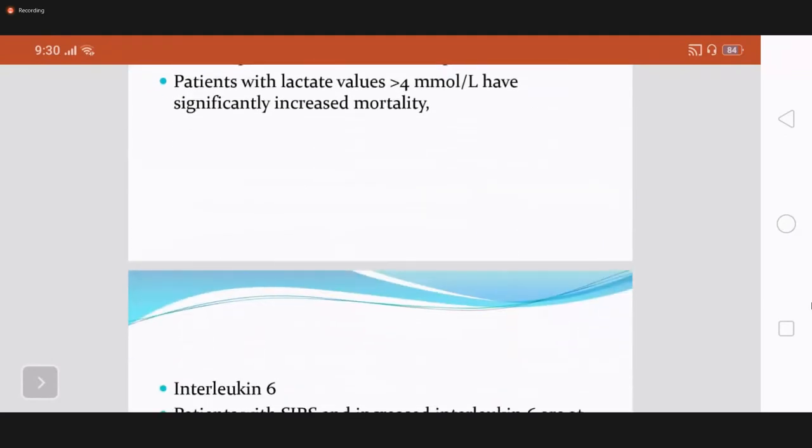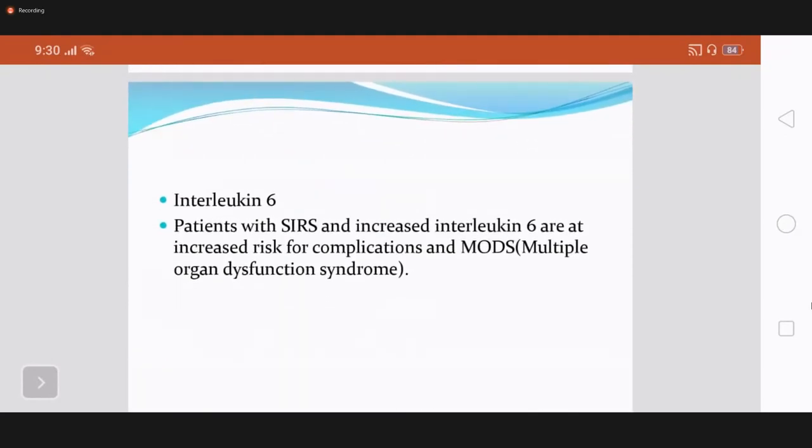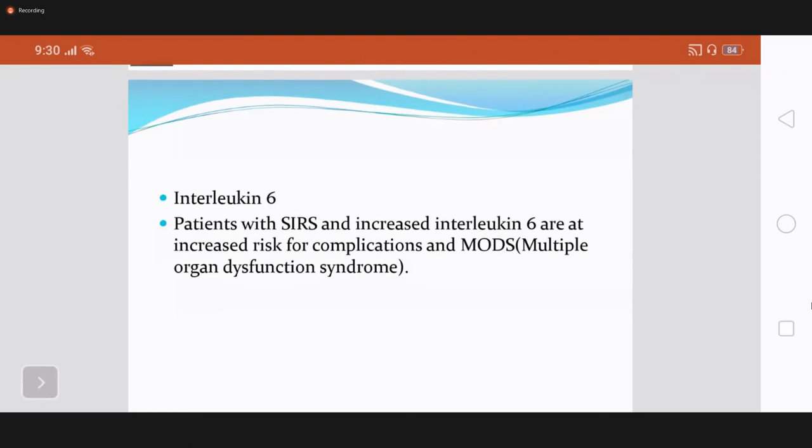Another investigation which is done in sepsis is interleukin 6. Patients with SIRS and increased interleukin 6 are at increased risk for developing complications of sepsis and multiple organ dysfunction syndrome. So another investigation that can be performed in a patient with SIRS is interleukin 6.